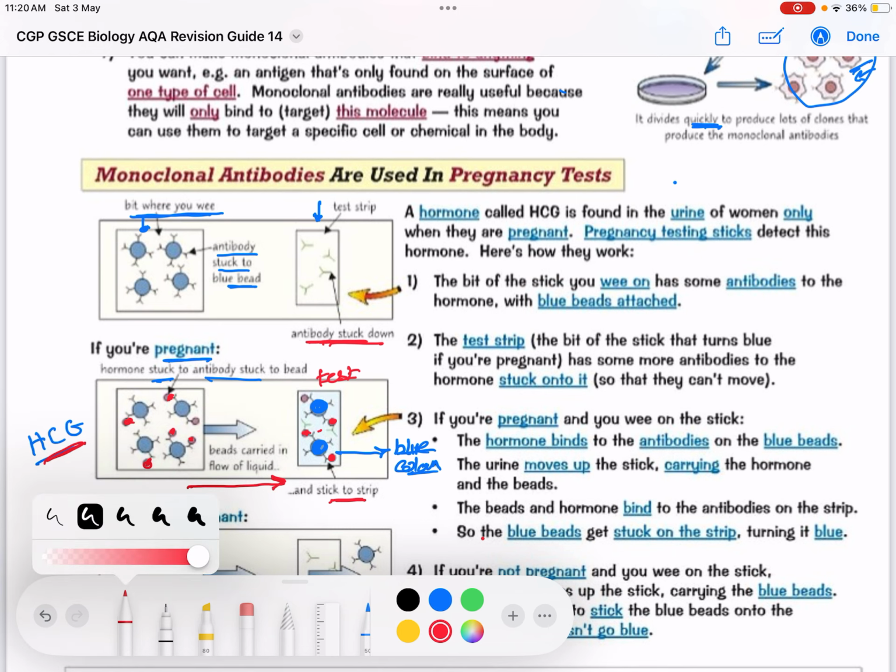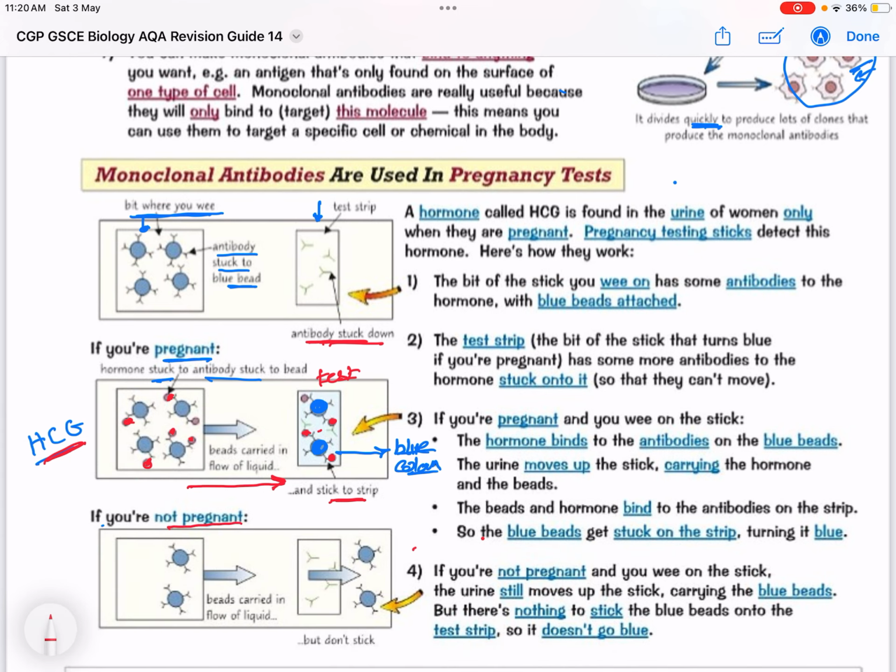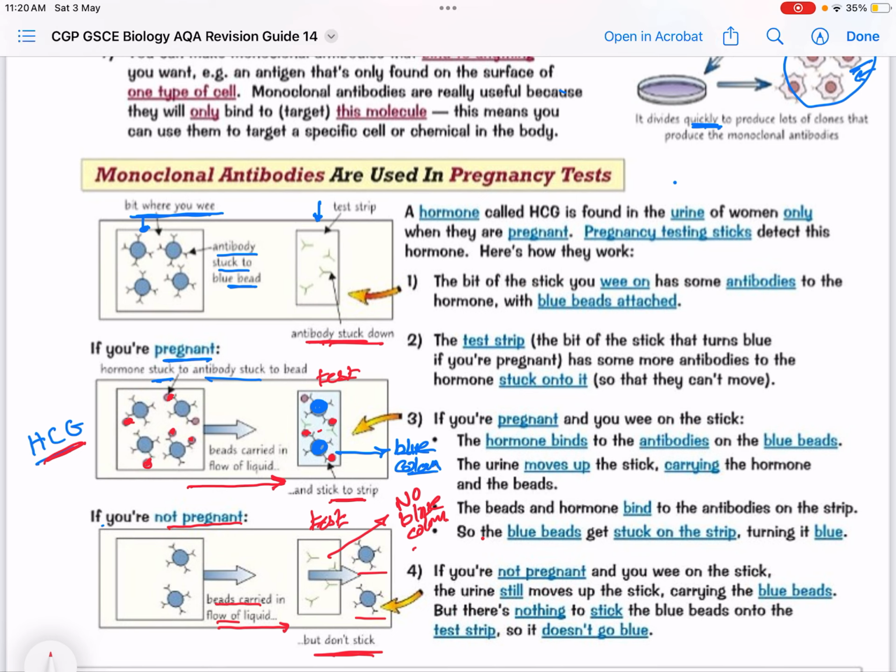So if we check the other case in here, if the female isn't pregnant and then HCG isn't present, then the beads carried within the flow, as I said, to the test strip area, see, it won't get stuck here onto the immobilized antibodies, see? So it will just move away and be washed away. It won't stick. As a result, the test will show no blue color. That means this female isn't pregnant. So that's one of the applications of monoclonal antibodies.